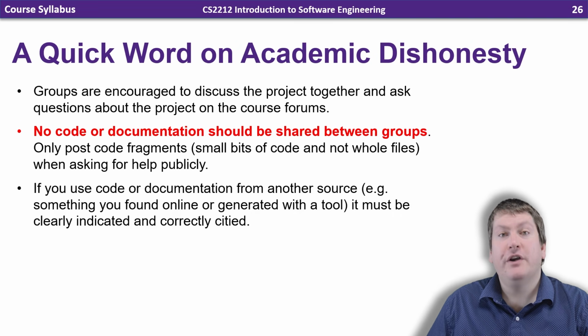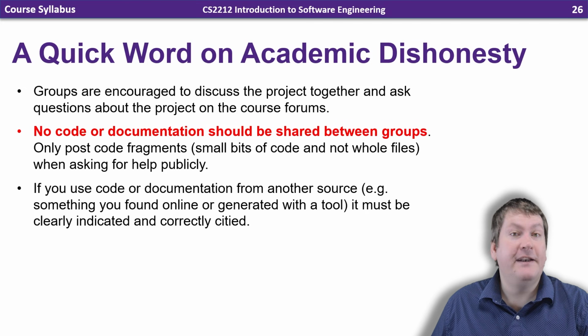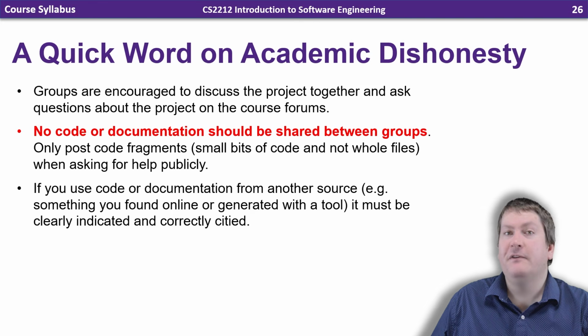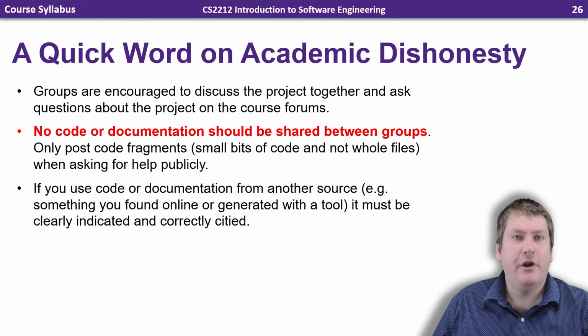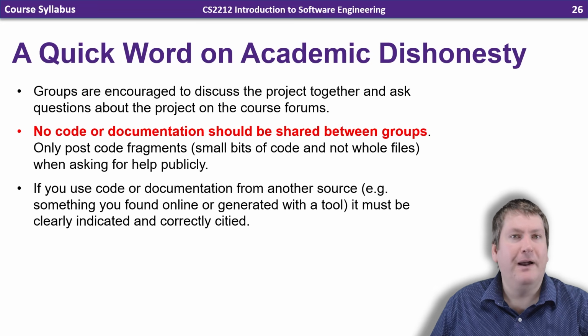So if you use code or documentation from another source, for example, something you found online or generated with a tool, that's actually okay in this project, but please clearly indicate that and correctly cite it. So there'll be a few ways to cite that. If it's code, you can cite that in the comments in your code. If it's something more documentation-based, the documentation format we'll be using will have an area for citing things.